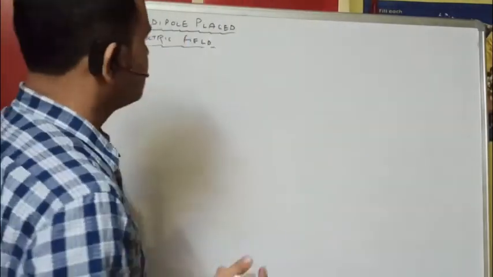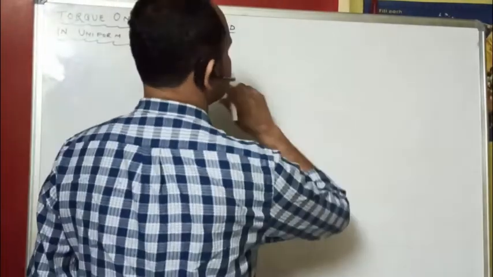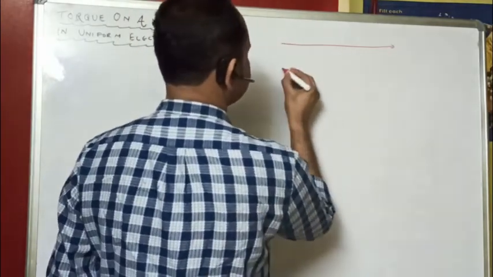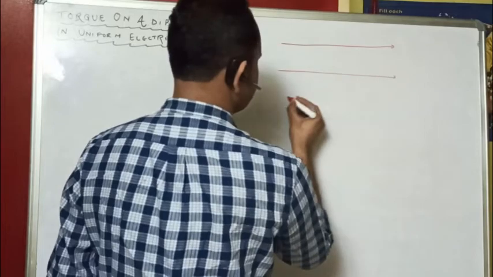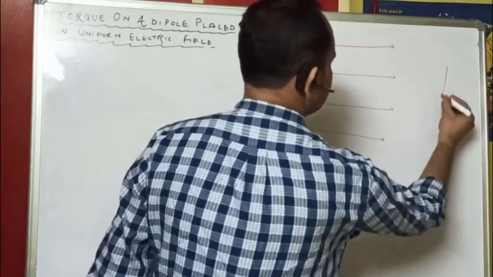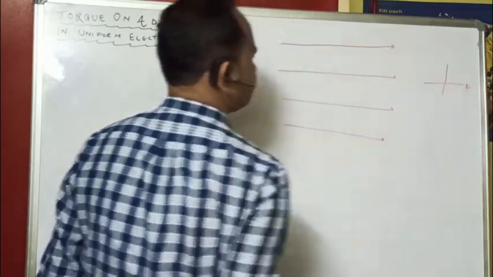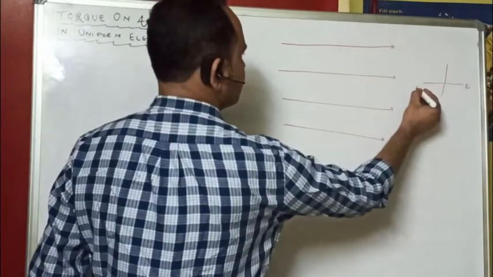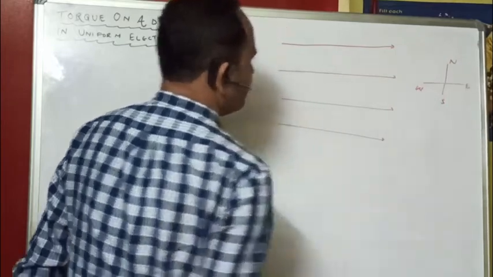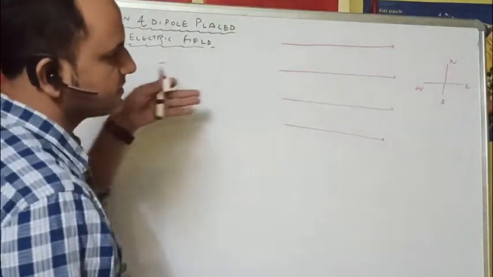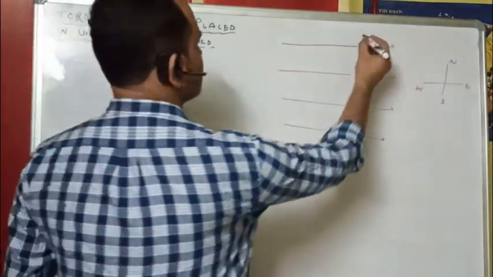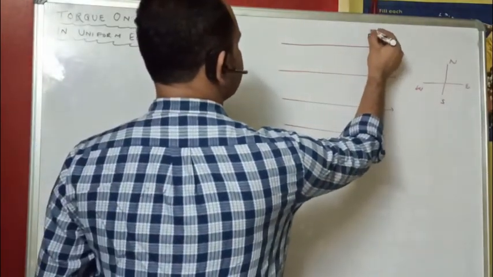First of all, suppose our uniform field is in this direction. Suppose this is the east direction, automatically this is west, this is north and this is south. So the field, which is uniform, is in the direction of east, and this is shown by the symbol E vector.